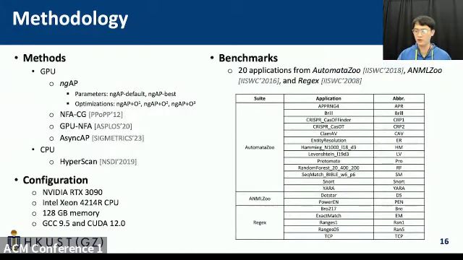And in the evaluation, we compare NGAP with 3 GPU baselines and 1 CPU baseline. We select 20 applications from 3 different benchmark suites. The code is compiled with CUDA Toolkit 12, and we run them on a machine with an NVIDIA RTX 3090.